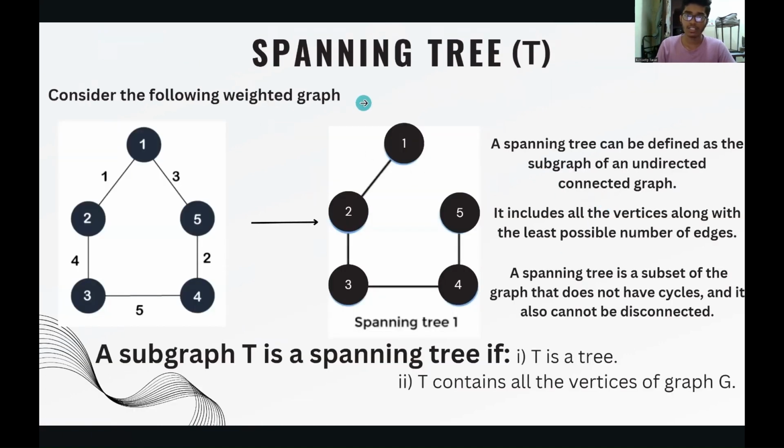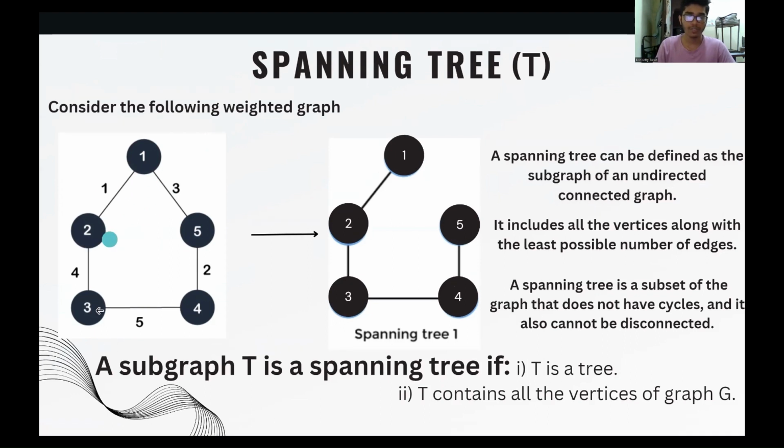First, let us see what a spanning tree is. Consider this weighted graph G, which has five vertices and five edges. The five vertices are 1, 2, 3, 4, 5, and it contains edges which have the weights 1, 2, 3, 4, and 5. And from this graph, we get a spanning tree which looks like this.